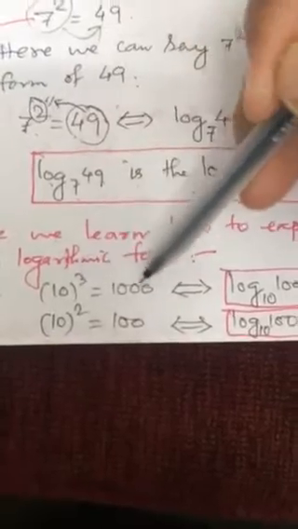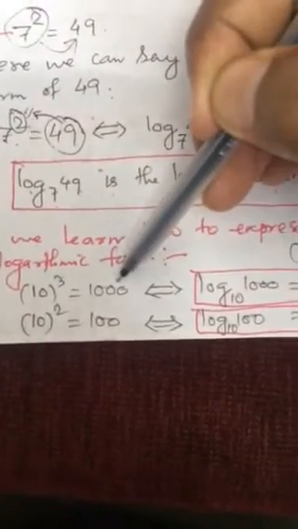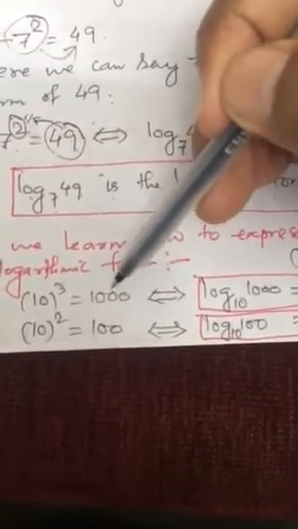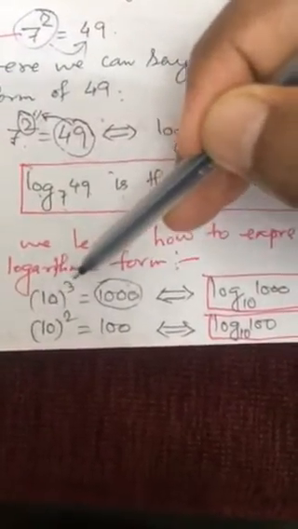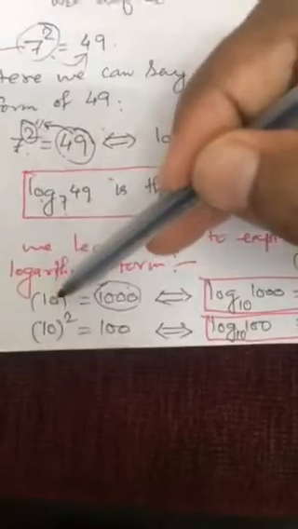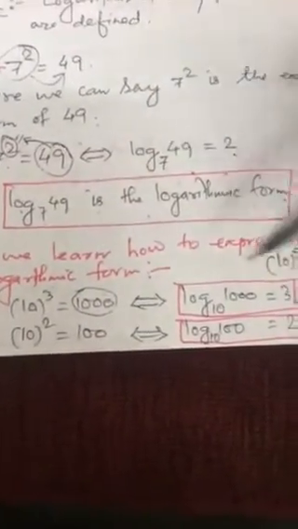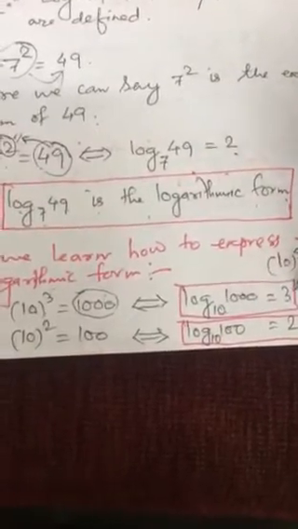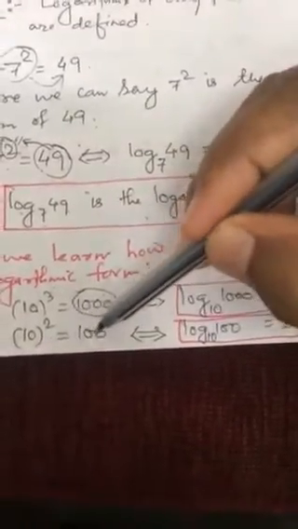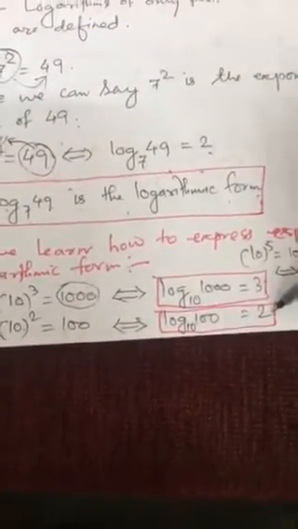10 to the power 3 equal to 1000. So it means log of 1000 to the base 10 is 3. You see here, log of 1000 to the base 10 is 3. Log of 100 to the base 10 is 2, because 10 to the power 2 is 100, the value is also 2.